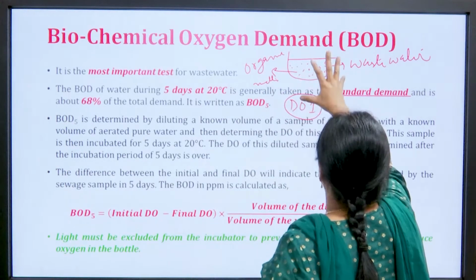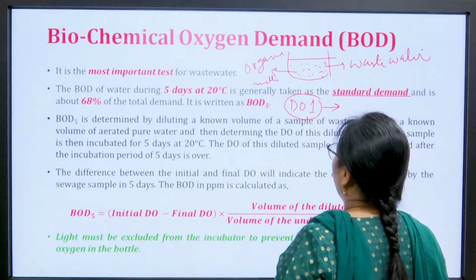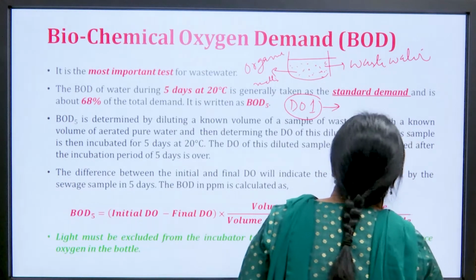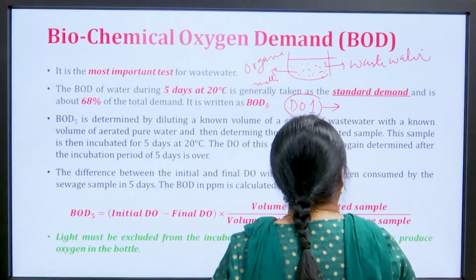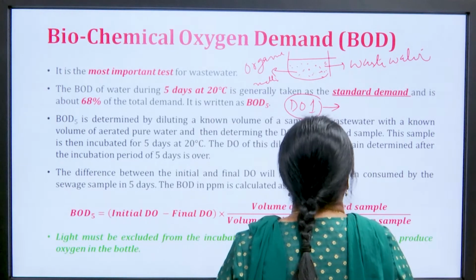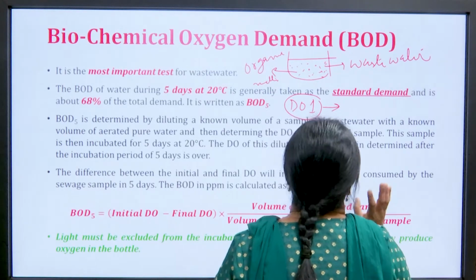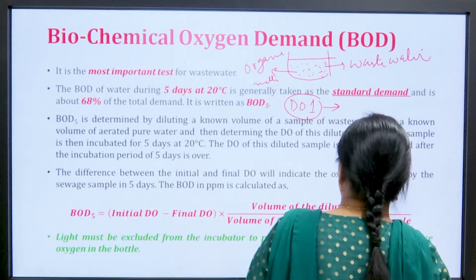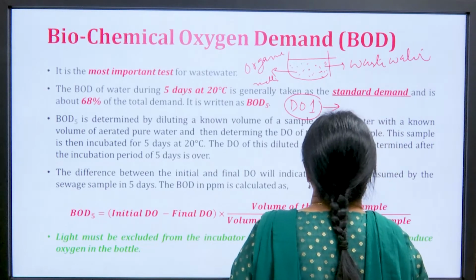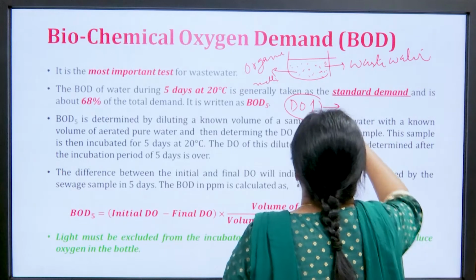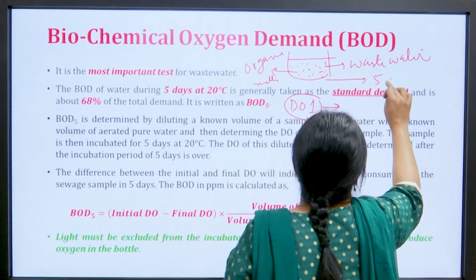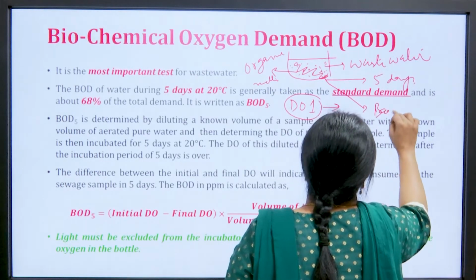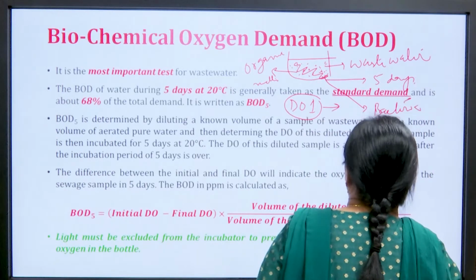If you keep this after 5 days in an incubator, what will happen? Wastewater is going to have some bacteria, you expect that, or if you do not have bacteria, you should seed it with some other wastewater sample which has bacteria. So, seeding is also required for cases in which you think bacteria are not there, because without bacteria you will not be getting your BOD. In these 5 days, this organic matter is going to be degraded by those bacteria.